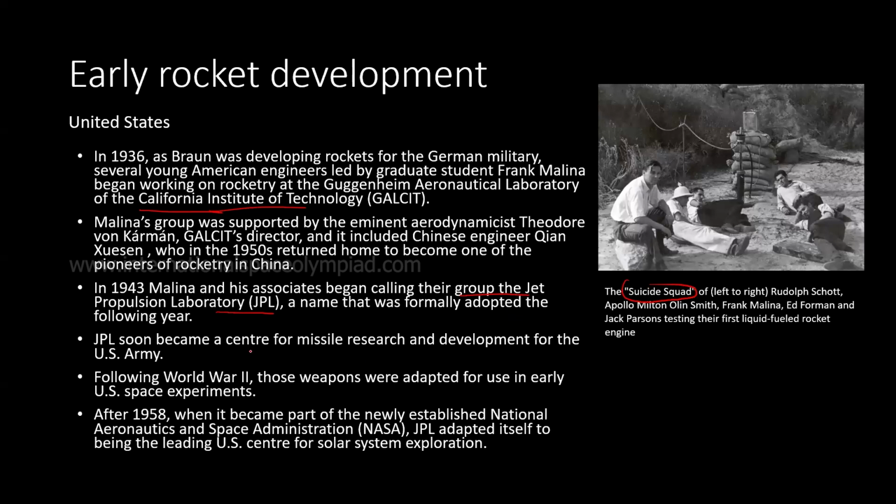JPL soon became the Center for Missile Research and Development for the US Army. Following World War II, those weapons were adopted for use in early space experiments. So initially it was for war, and later it was used for US space experiments. After 1958, when it became part of the newly established NASA, JPL adapted itself to be the leading US center for solar system exploration.